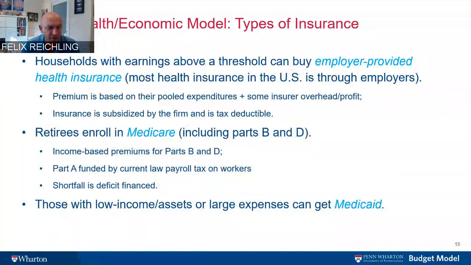Retirees enroll in Medicare, including parts B and D, and this assumption is really not that far off, because roughly 92% of all Medicare recipients enroll in parts B and D. Medicare Part A is funded by current law payroll taxes on workers, and the Medicare shortfall is deficit financed. Basically it comes out of the general budget right now. Those with low income and assets or large health expenditures can get Medicaid, like in the real world.